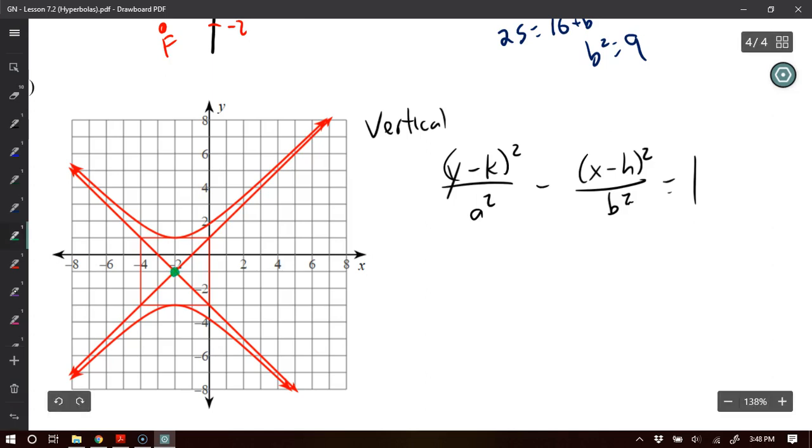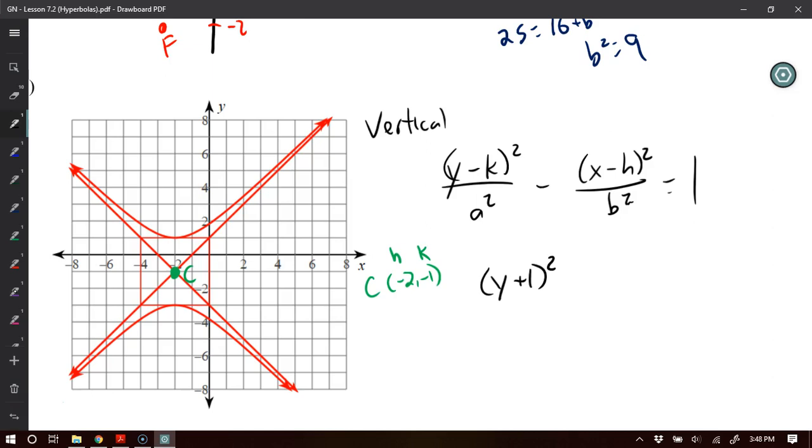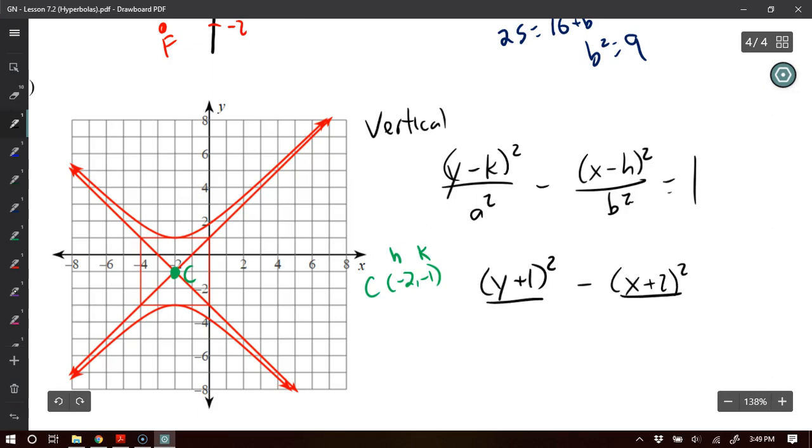Well, I can see my center right away. My center is the coordinate -2, -1. So my h is -2, my k is -1. So that's going to be y plus 1 squared, and that's going to be x plus 2 squared. I don't know what's on the bottom of them, and it equals 1. So now I need to find what's A and what's B.